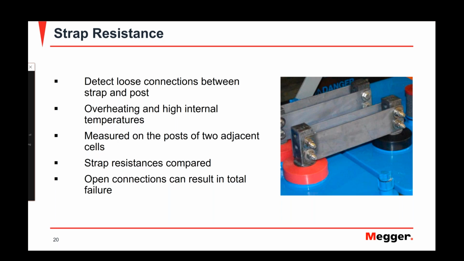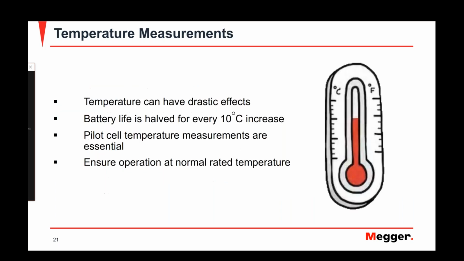Now, this is why it's critical that we measure strap resistances as part of our battery testing regimen. Temperatures can have a severe negative effect on a battery and shorten its life. For every 10 degrees Celsius increase in temperature, the life of a battery is cut in half. This increase in temperature accelerates other battery failure modes, rapidly decreasing the battery life. And when you're performing battery impedance tests, it's essential to record ambient temperatures.